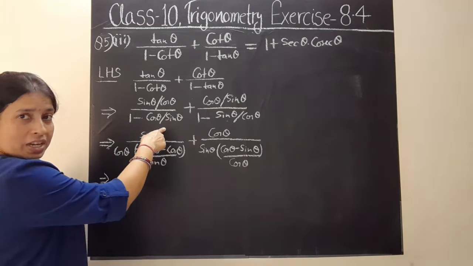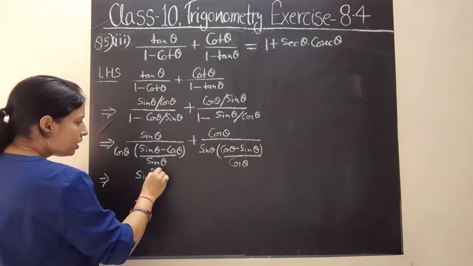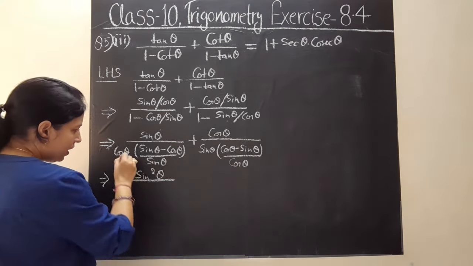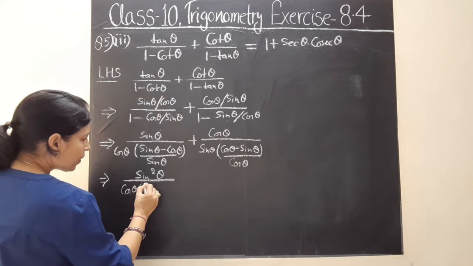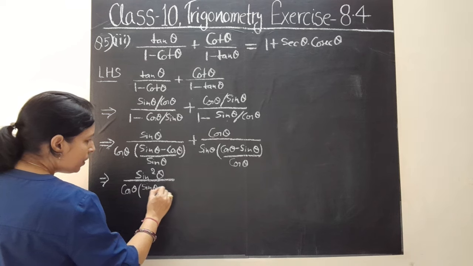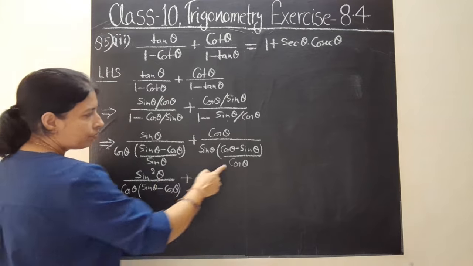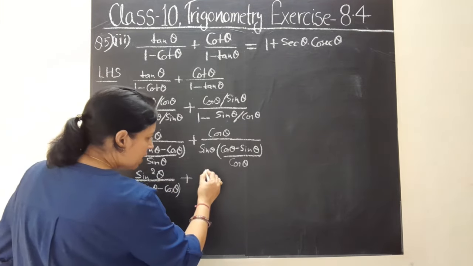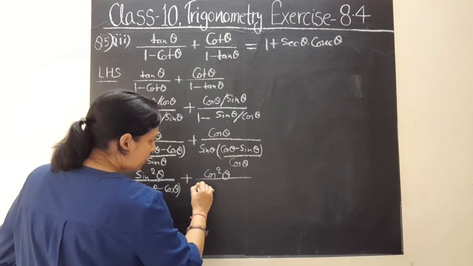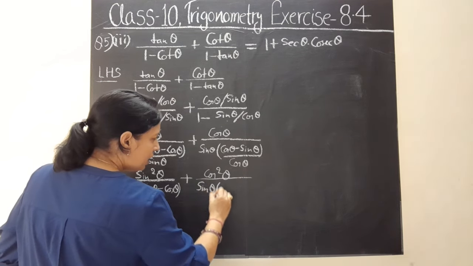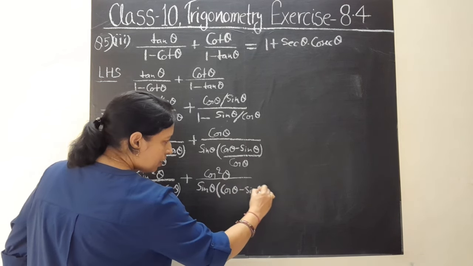So this sin theta will go up. Yes. So it becomes sin square theta. So write here sin square theta and write here cos theta into sin theta minus cos theta plus right here it will go here. So it becomes cos square theta divided by sin theta into cos theta minus sin theta.